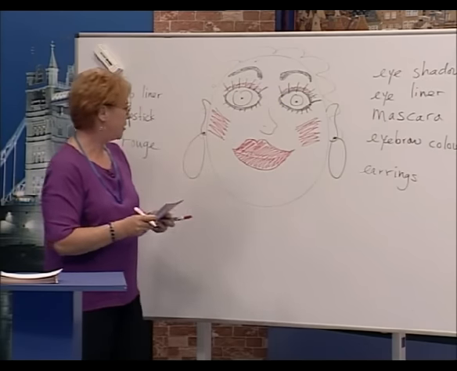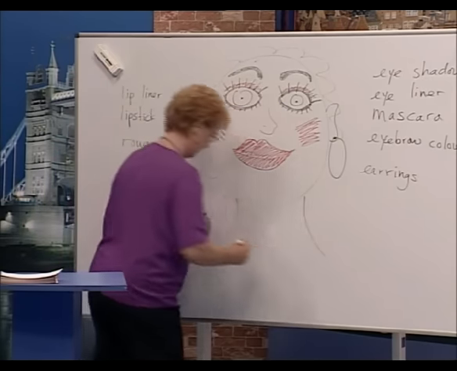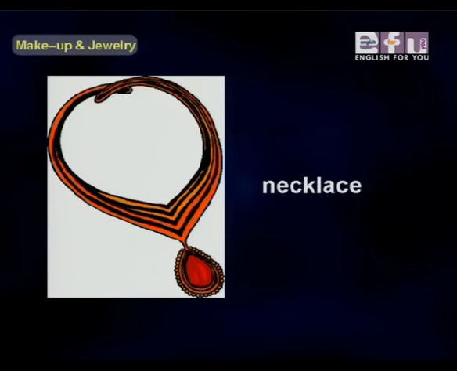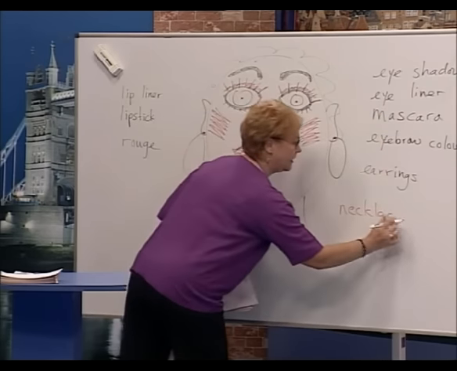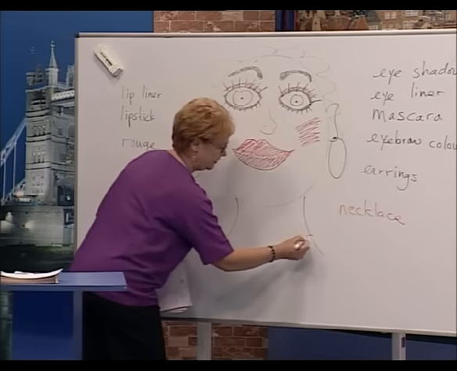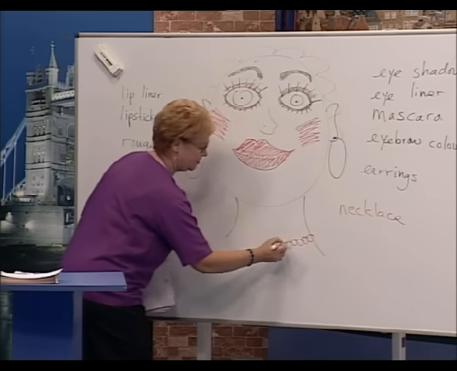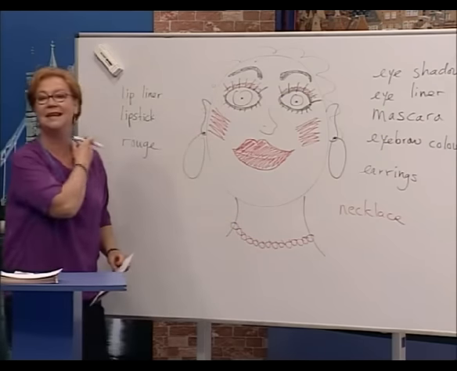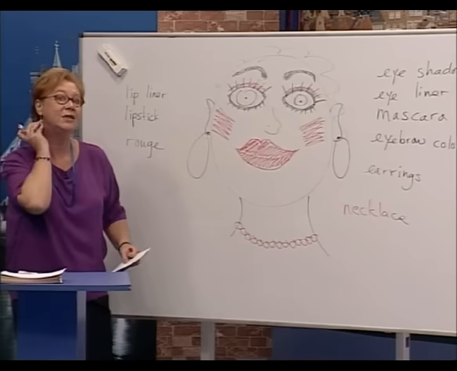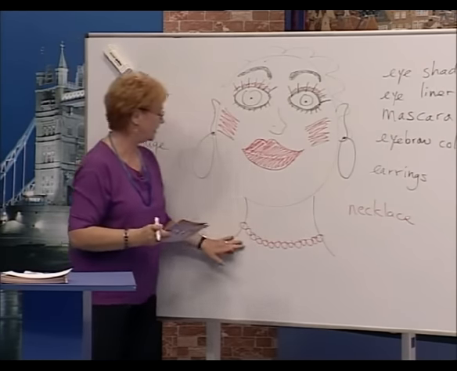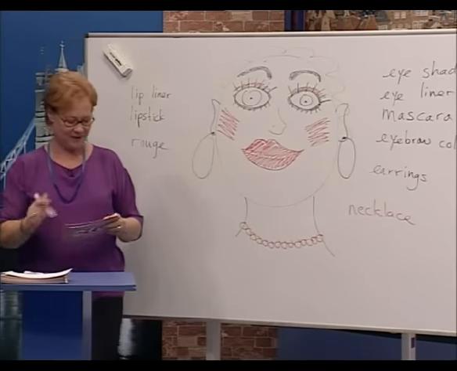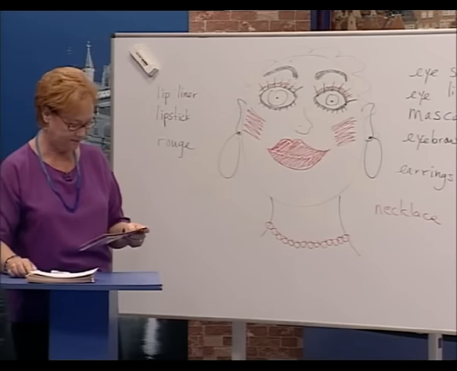So, now, first we have to give her a neck. And let's give her a red necklace. All right? This is a necklace. Notice, neck. Necklace. Here's a beautiful red necklace for our beautiful woman. This is a necklace and earrings, all right? What a beautiful girl.